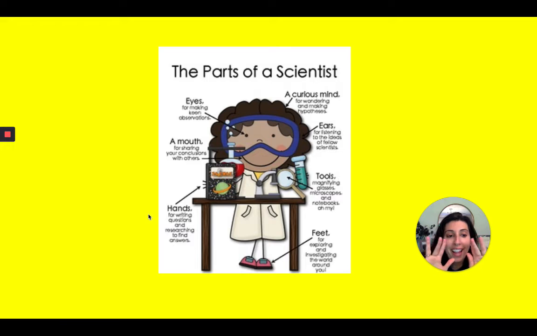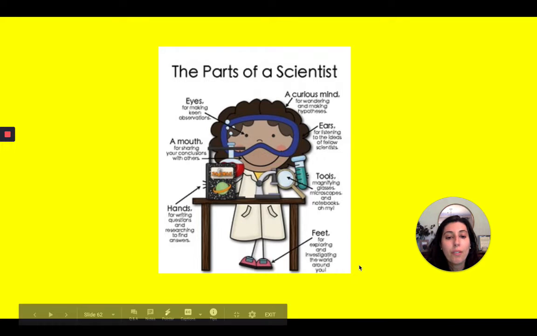Scientists use their hands. Let me see your hands. Hold them up. Scientists use their hands for writing questions and researching to find answers. And scientists use their feet. Point down to your feet. Where are your feet? Scientists use their feet for exploring and investigating the world around them.